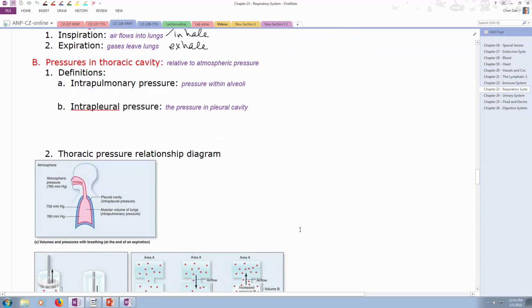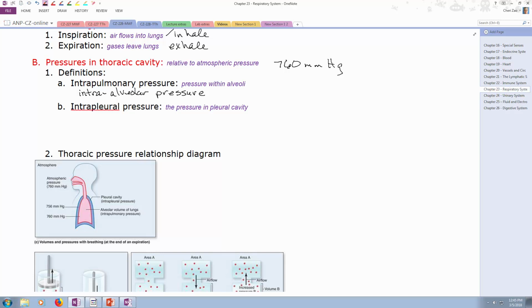Inhalation is an active process, and exhalation is a passive process for the most part. Let's talk about pressures in the thoracic cavity relative to atmospheric pressure, which is 760 millimeters of mercury. We have two terms here. Intrapulmonary pressure is the pressure within the alveoli or within the lungs itself. It is sometimes also referred to as intra-alveolar pressure. So intrapulmonary pressure is the pressure of the air in the lungs.